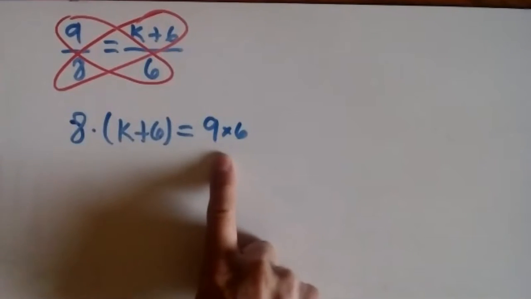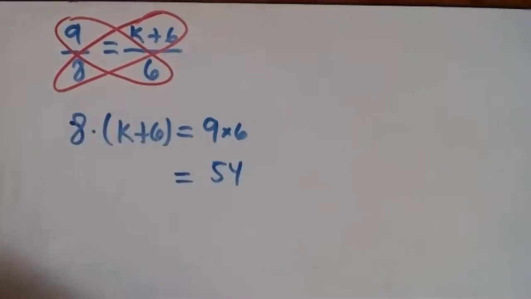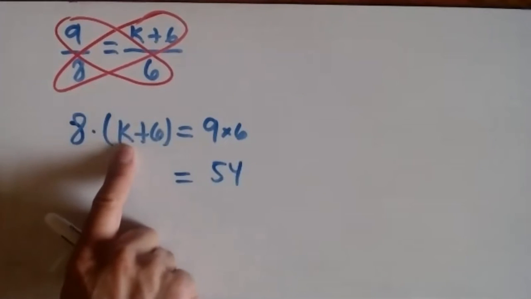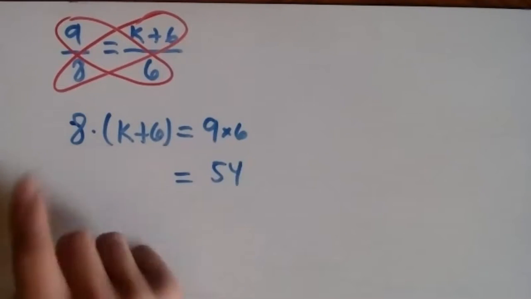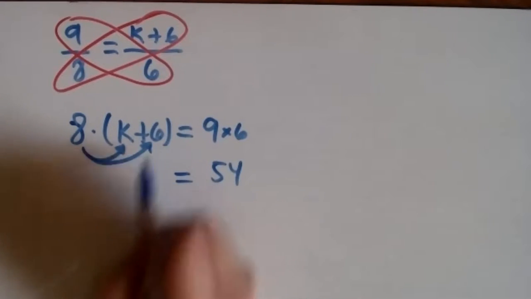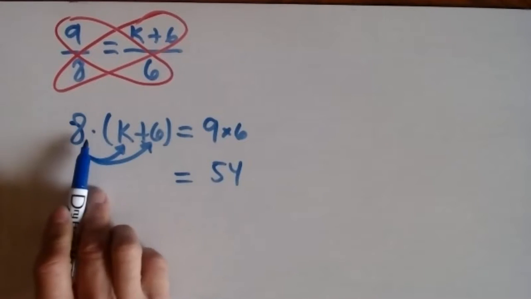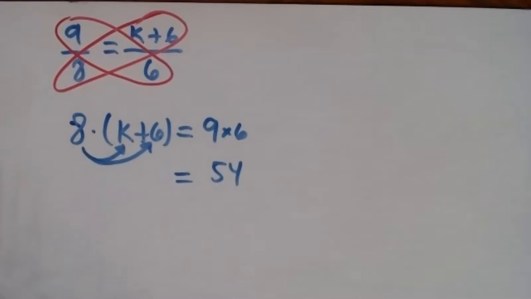Now, 9 times 6, that's 54. Now, you have to solve for k. K is in parentheses. This number multiplies the parentheses. So this number, remember, is going to multiply these two numbers. So you are going to break the parentheses, multiplying this number times these two inside the parentheses.